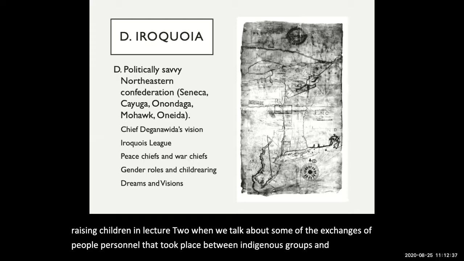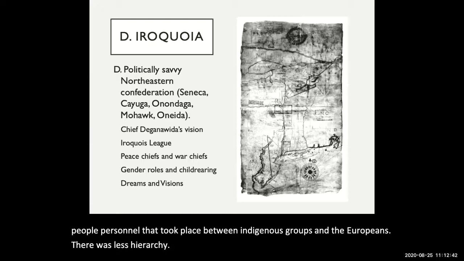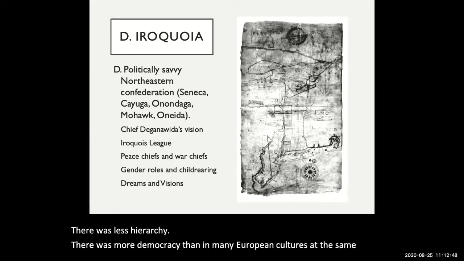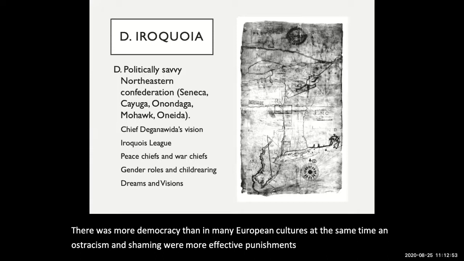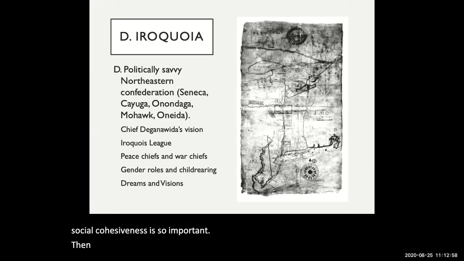There was less hierarchy. There was more democracy than in many European cultures at the same time. And ostracism and shaming were more effective punishments in a system where social cohesiveness was so important than in Europe, where there was physical punishment, there were jails, there were public whippings and such.